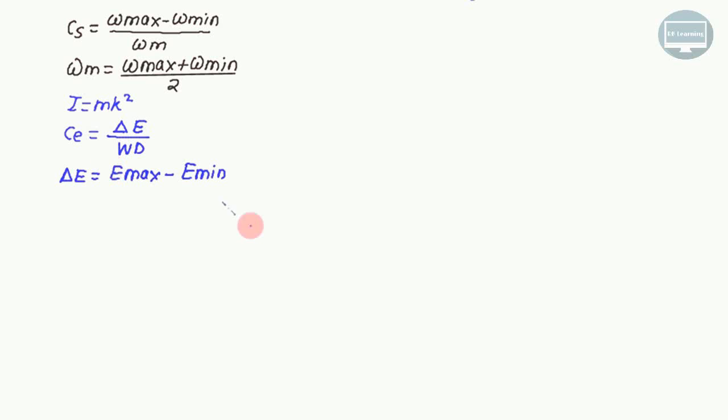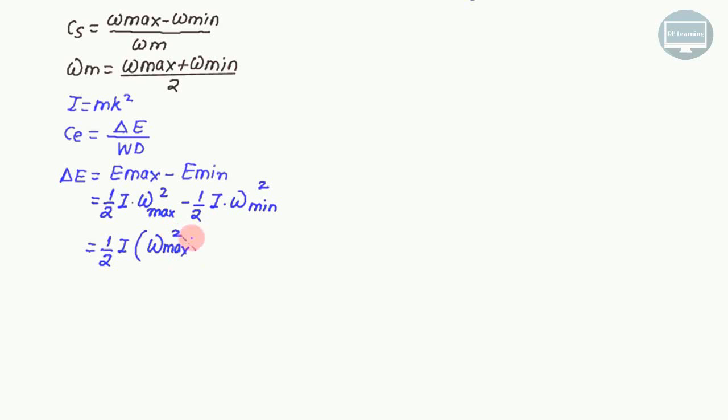Okay, I will continue the last term. This is energy stored in the form of kinetic energy. And kinetic energy is given by half I into omega max square minus 1 by 2 I into omega minimum square. So I can very well take out 1 by 2 and I common, and what I get is omega max square minus omega minimum square. So this is my first formula.